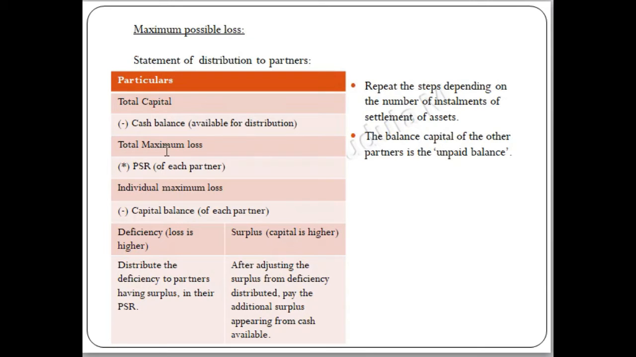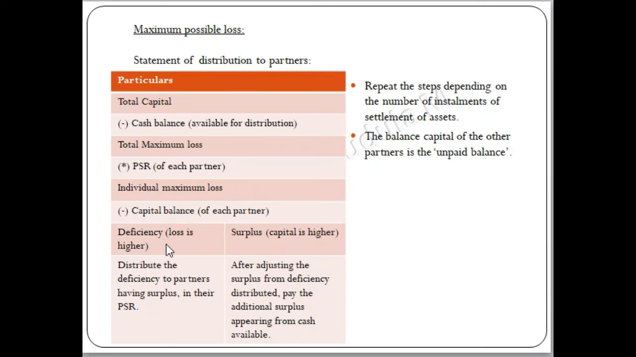That is the total maximum loss. That means the total capital minus the cash that is paid off. If you arrive at a balance, that is the balance that the firm will be unable to pay. That is the maximum loss that has to be borne by all the partners put together. Multiply this into the PSR of each partner to arrive at the maximum loss of each partner individually. Subtract the capital balance of each partner as we have in the first case individually. Now, after reducing the individual maximum loss from the capital balance, we may arrive at either a deficiency amount or a surplus amount for each partner.